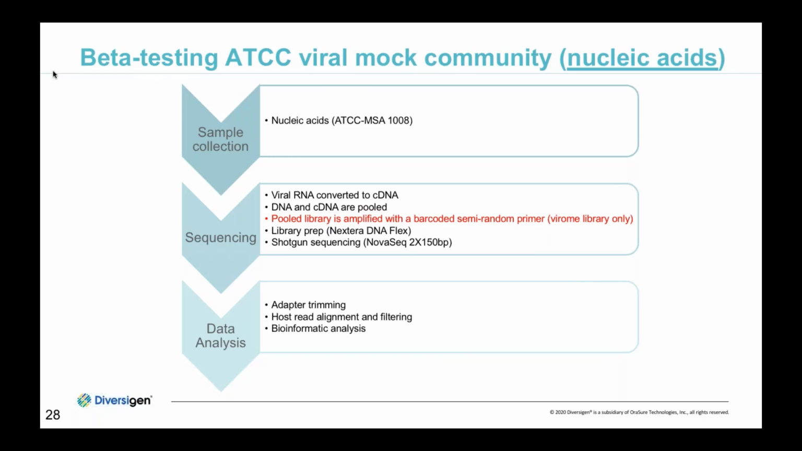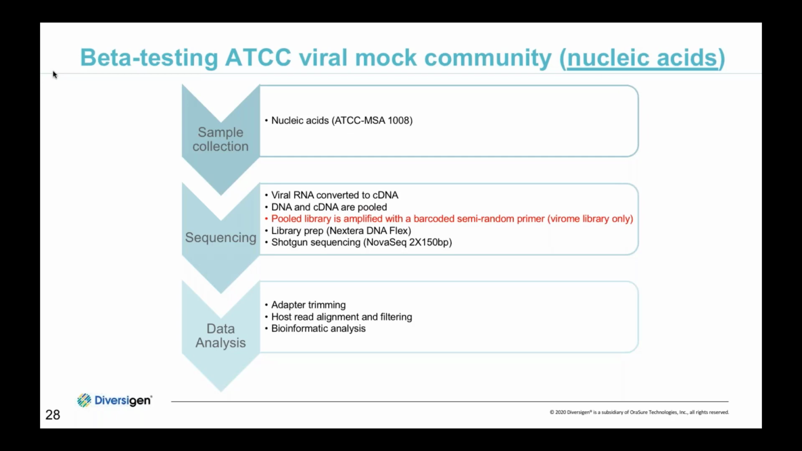As I mentioned, we had the opportunity to beta test ATCC's viral mock communities, which are made of equal concentrations of either nucleic acids or the whole viruses. In the case of the nucleic acids, once we received the samples, the RNA was converted to cDNA, and the cDNA was pooled along with the DNA. And we had 2 arms for the library preparation process.